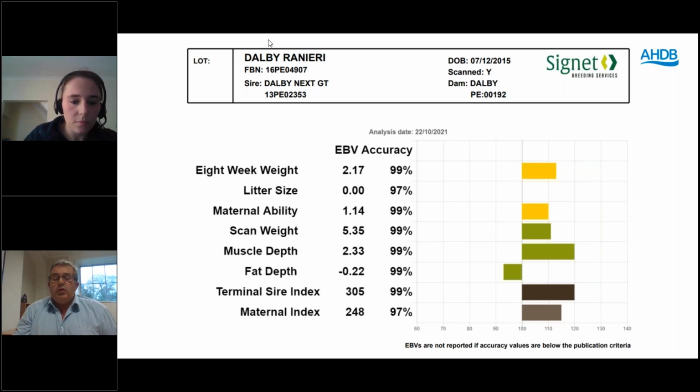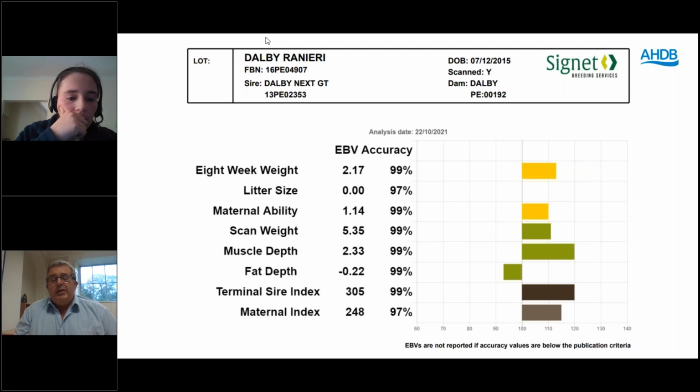Muscle depth is really good, so you're going to have well-fleshed lambs coming through that, which means that they'll grade quite well. And if you think muscle depth is a really strong point in this ram, if you want to improve your carcass grades, he's going to do that for you and they're going to get there quite quickly.